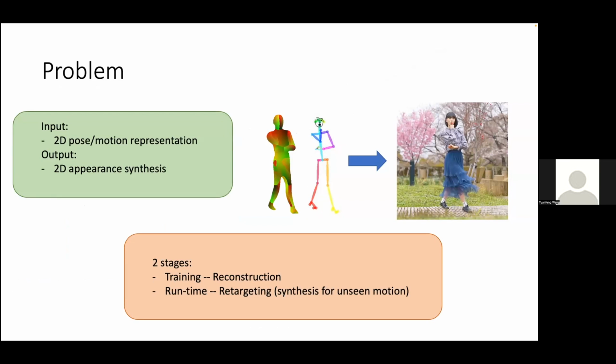One is training. During training, you have the supervision from your data set, which is a video sequence. So it's mostly a reconstruction task. I try to reconstruct the possible appearance. The second stage is during the runtime. It works as retargeting. For example, you will generate the video animation for the unseen sequence.